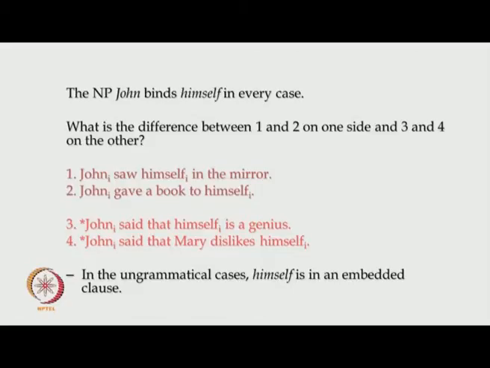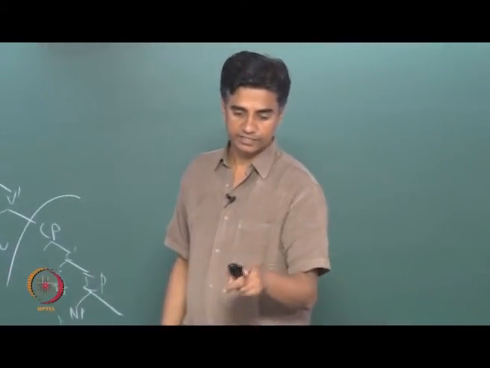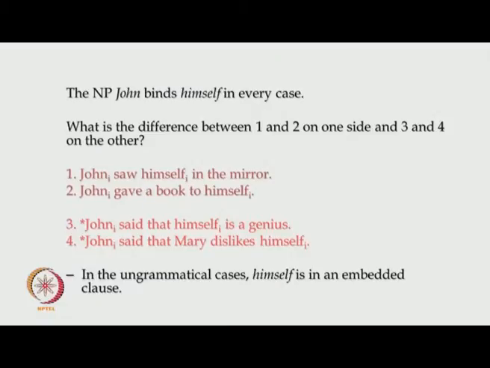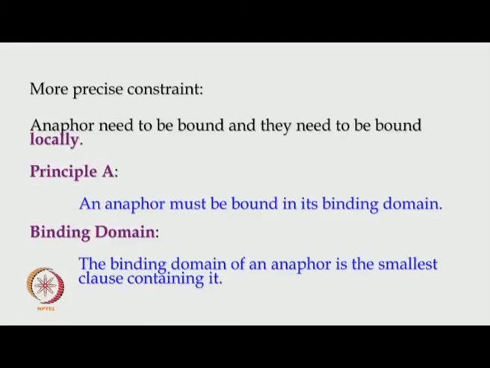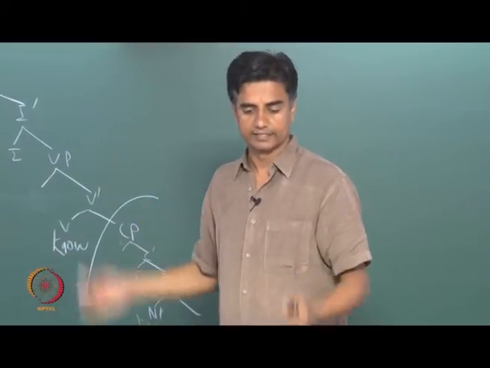Remember the sentence from yesterday? John said that himself is a genius. John said that Mary dislikes himself, are out for C-commanding reasons and not being in the same domain. So that explains. More precisely, this is how we can put the constraint in a precise way: the constraint is put in terms of locality, which is the same IP. With locality, all we mean is the same IP.